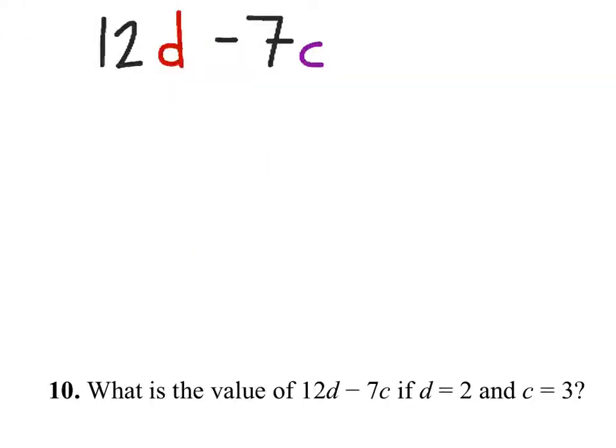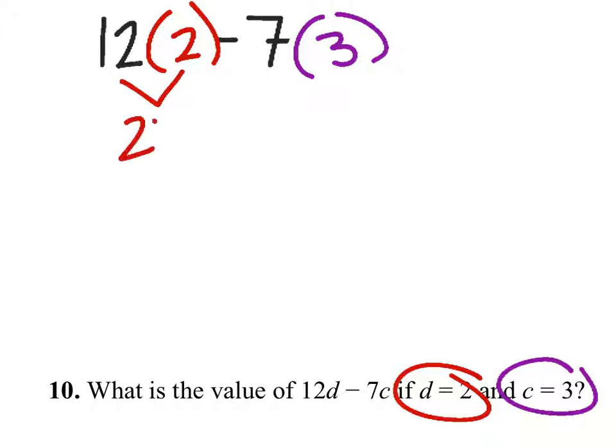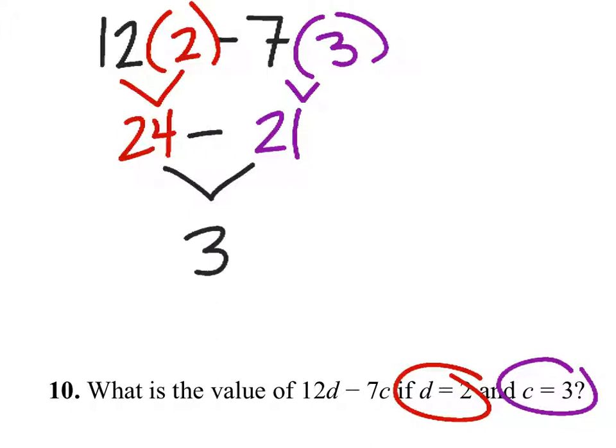So on this one, 12d minus 7c. And at the bottom again, they gave us a value of d right here. So I'm going to replace the d with its value, which is a 2. And then the c value down here is a 3. So I'm going to replace c with 3. Now again, we'll evaluate these. So 12 times 2 is 24. Minus 7 times 3, bam, I get 21. 24 minus 21, 3. That's better.